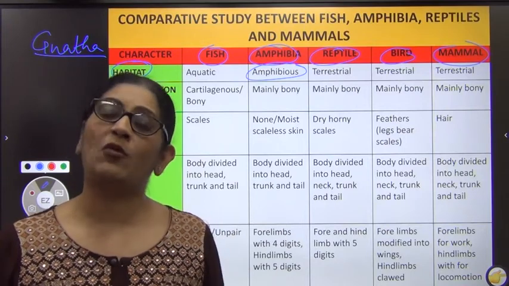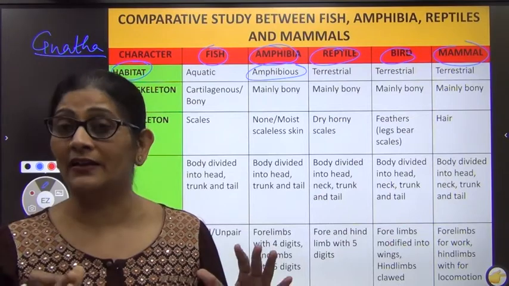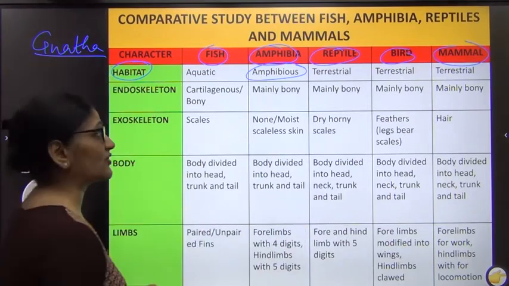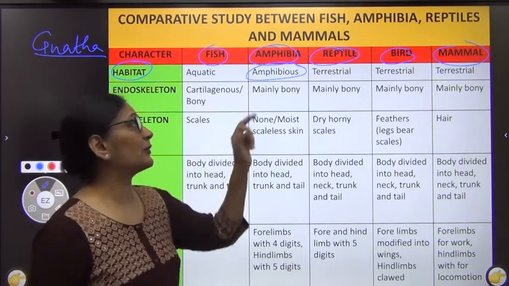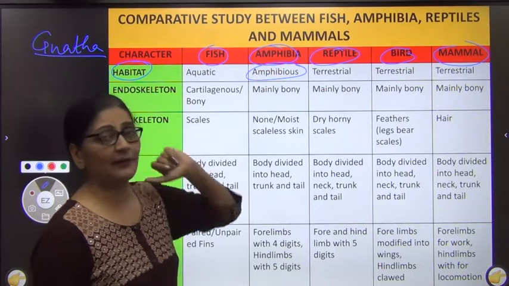फिर वहाँ पे वो metamorphosis होता है. Metamorphosis means there is a big change from the larva to the adult, and then the adult becomes terrestrial once again. So those organisms which are terrestrial but depend on water for reproduction are called amphibians. And amphibians में आपका amphibia का habitat is amphibians.